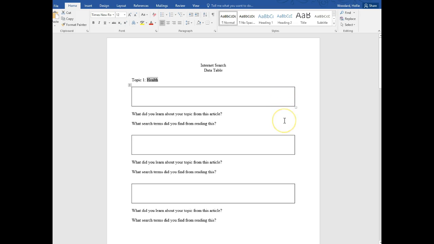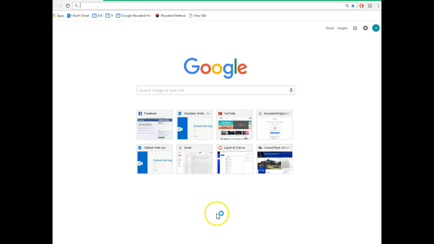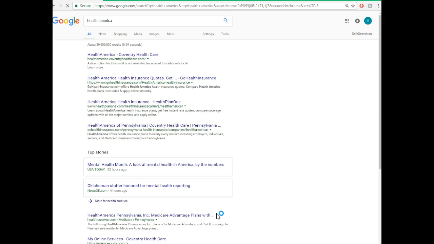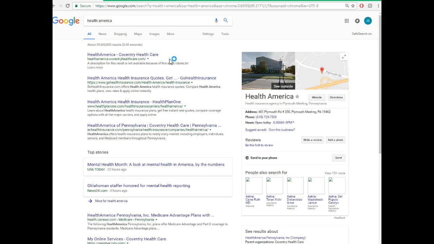So what we're going to do is try to familiarize ourselves with the issue of healthcare, or health in general, in America and see where it leads us. So we're going to pull up the internet, and I'm going to type in health and America and see what happens. Now here I'm seeing Health America, CoventryHealthcare.com. That's a company. Health America insurance quotes, Health America health insurance. So it looks like when I type in Health America, I'm just getting information about different types of health insurance companies. So I'm going to change my search.